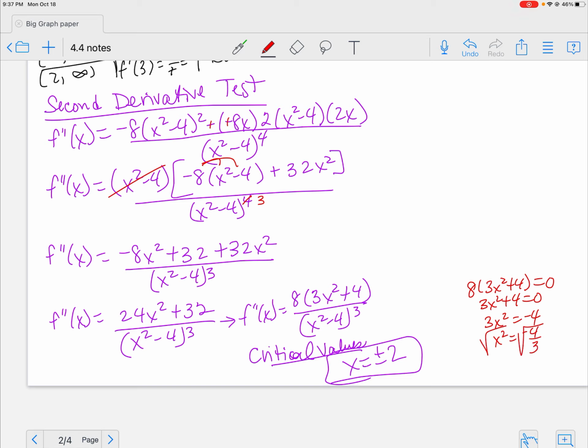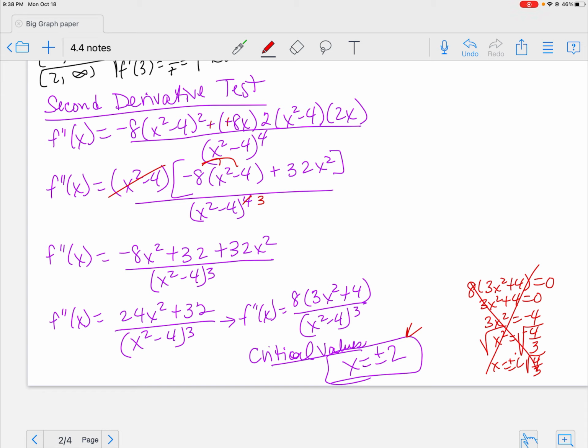What happens when I take that radical? Yes. All of a sudden I start having imaginary numbers, right? I can't have some imaginary number. That's not going to work. So that does not count. The only critical values are positive and negative 2.